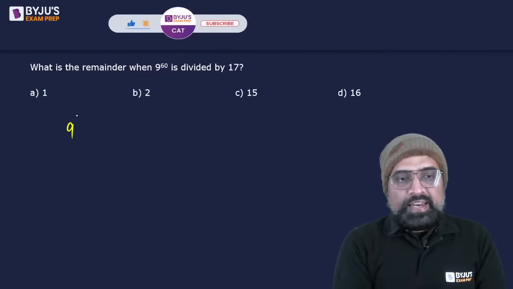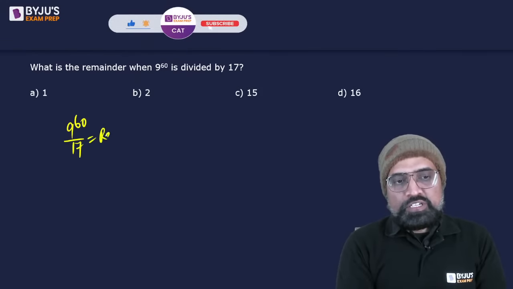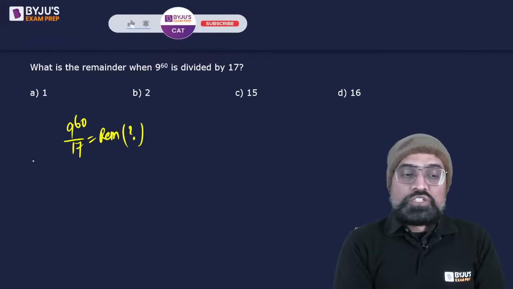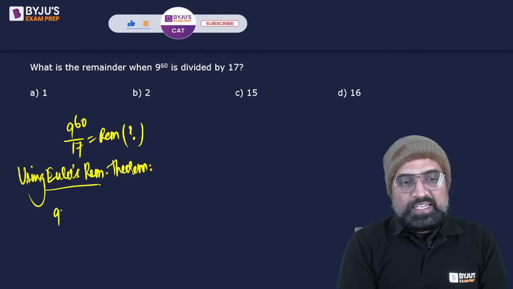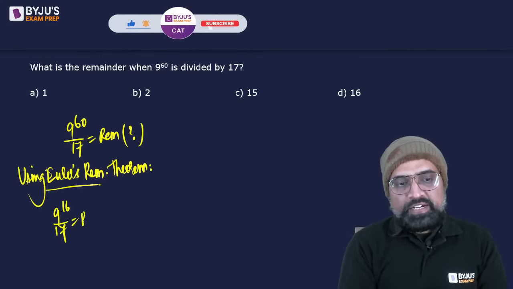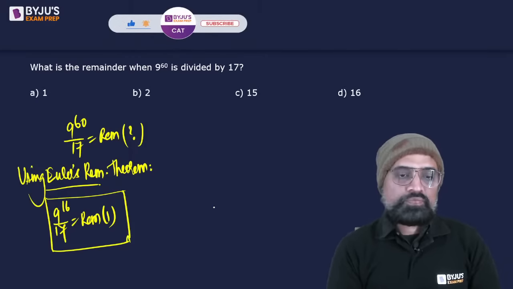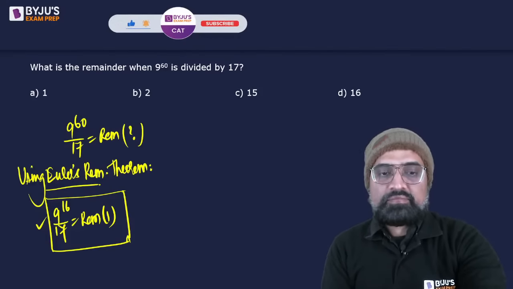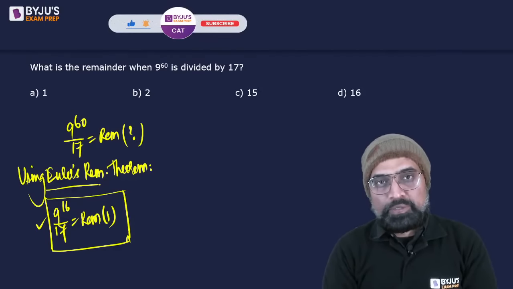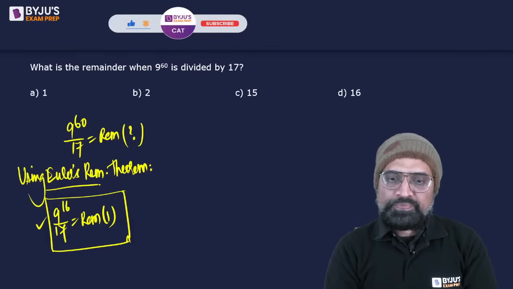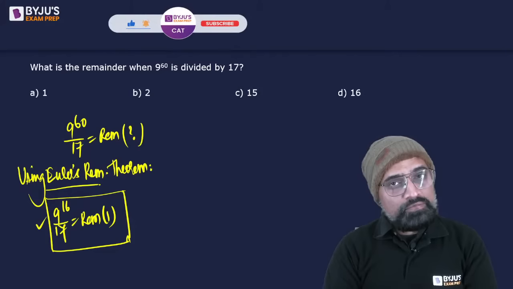So 9 to the power 60 when divided by 17, what is the remainder? So using Euler's remainder theorem, people who have no idea about Euler's remainder theorem, you can completely ignore it. We can say that 9 to the power 16 when divided by 17 will give us a remainder 1. Any problem for anyone? This is a done deal. Because 17 is prime, so one less should be the power. That's what the totient of a prime number is. P minus 1 if P is prime. Right?